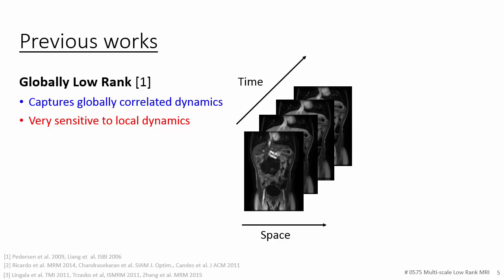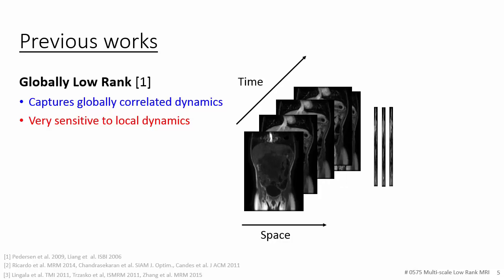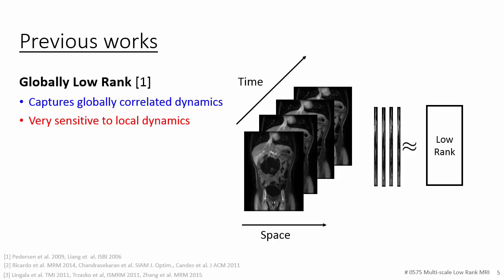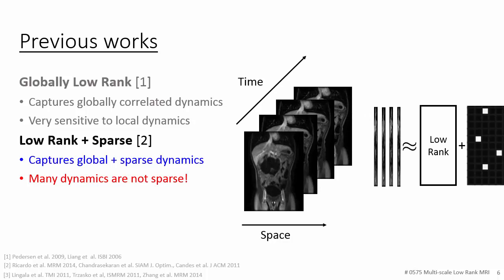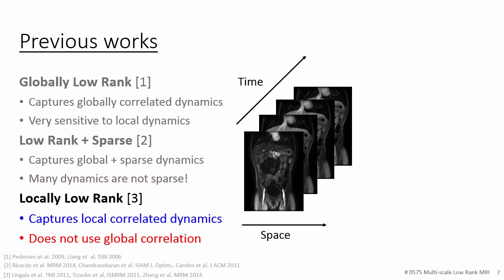So how can we actually capture these dynamics? Well, many works use the globally low-rank method that essentially allows us to capture the globally correlated dynamics very well. But the problem with this is that it is very sensitive to any kind of local dynamics, and you can get huge artifacts with this. So the low rank plus sparse method tries to fix this by capturing the local dynamics using a sparse matrix. While this is suitable for some applications, for example angiography, in most cases dynamics are not sparse. And so that's another problem.